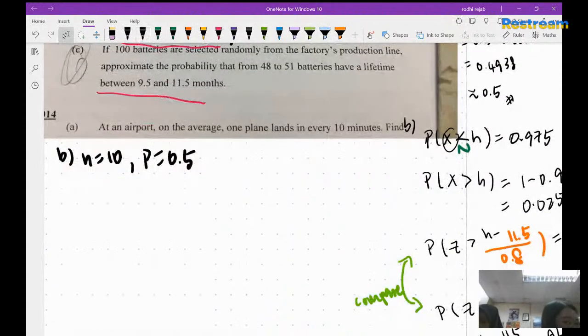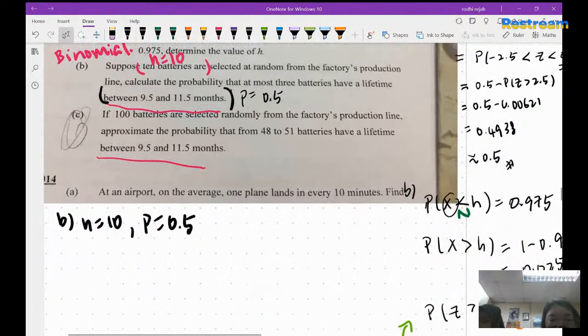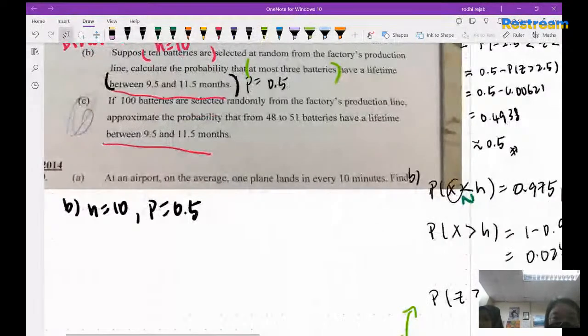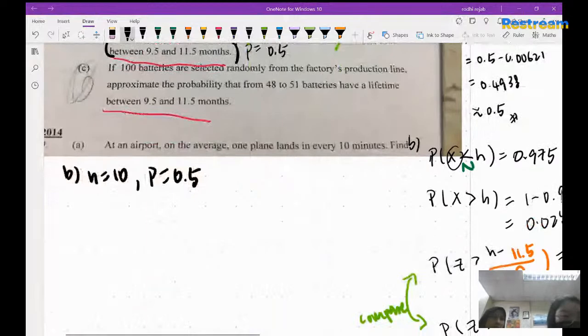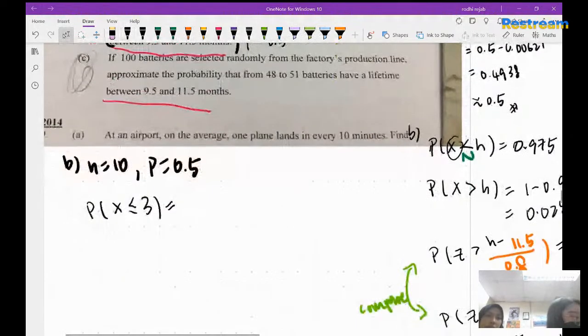So next, dia tanya, calculate the probability that at most 3 battery have the lifetime between 9.5 and 11.5. At most 3 battery. So dia paling banyak hanya boleh sampai 3 saja, kan? Okay. So P(X smaller and equals to 3). Sebab dia tak boleh more than 3, kan?